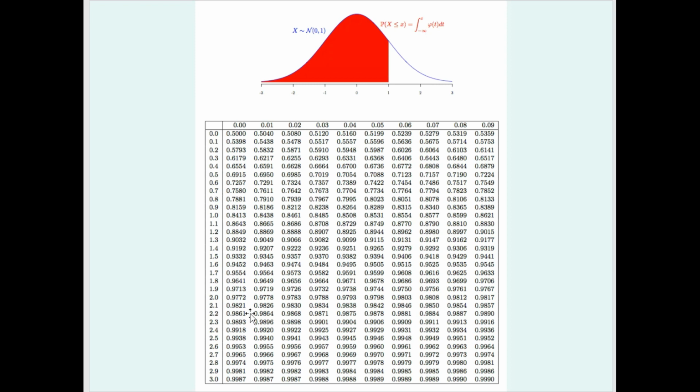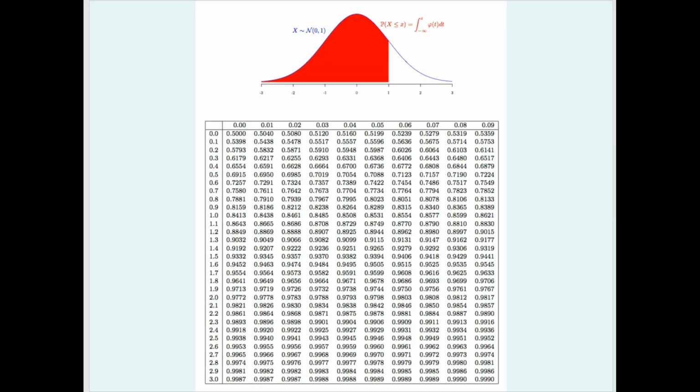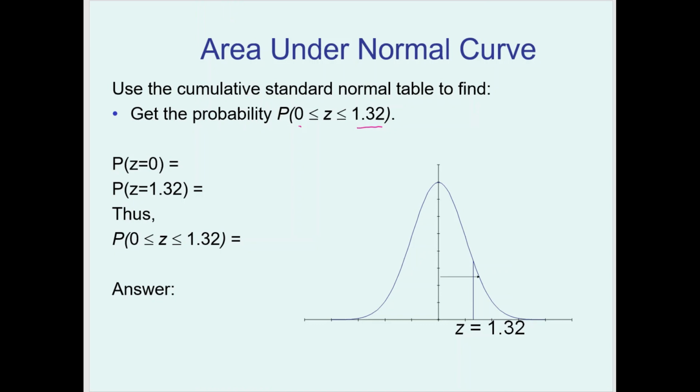So we start with a first example that I want to show you and explain to you. Use the cumulative standard normal table to find the probability between 0 and 1.32. So what is the probability of z equals 0 here? From the table, you get 0.5, so you write here 0.5.